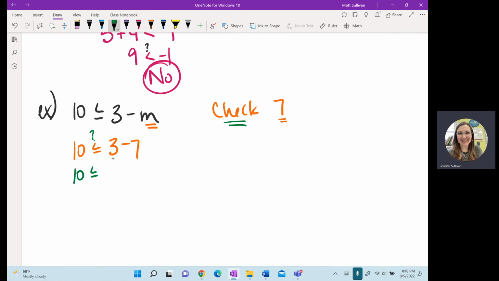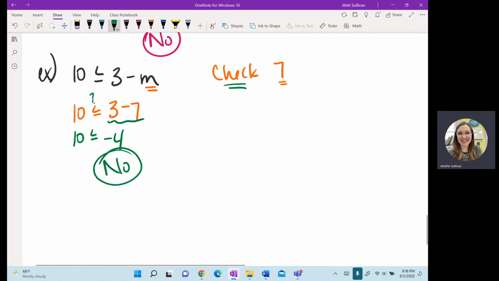So we're going to simplify this side of the inequality. 3 minus 7 is -4. Is 10 less than or equal to -4? Nope. My answer is no again.